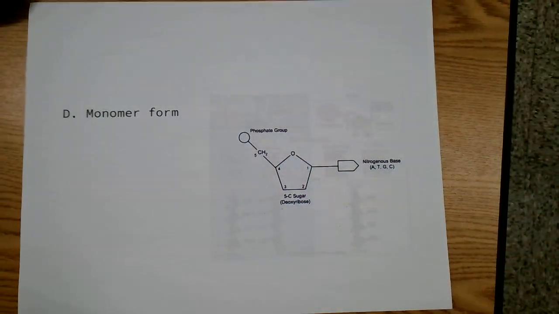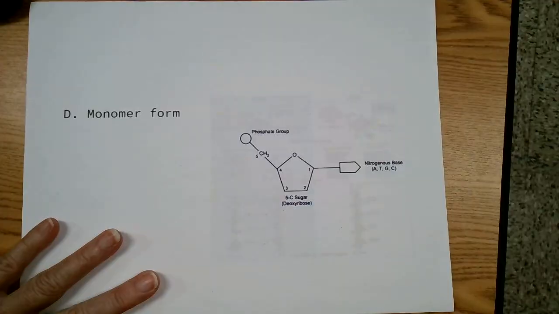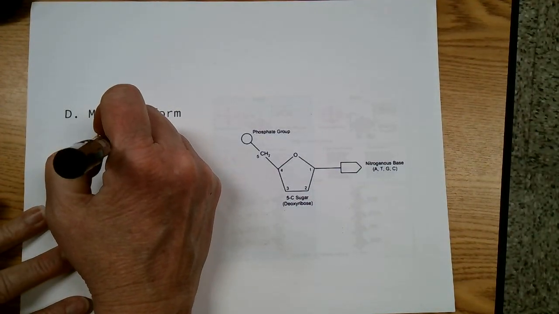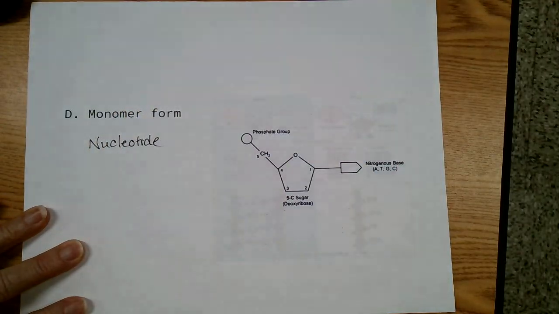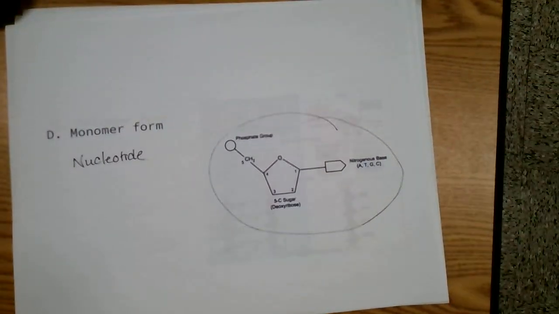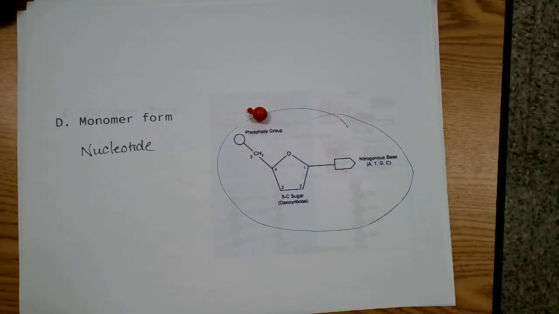All right. So what's the monomer of a nucleic acid? Well, the monomer of a nucleic acid is called a nucleotide. And that's what this whole thing is. The whole thing is one nucleotide. The whole thing is like one bead. Do I dare get the beads out again? I dare get the beads out again. One bead. That's like the whole nucleotide right there is one bead.